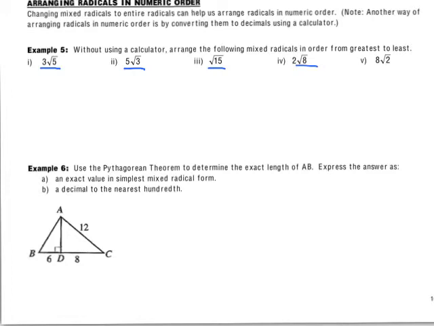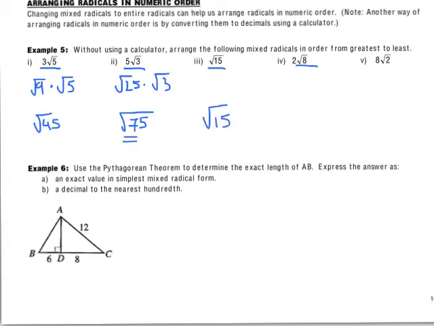So 3 root 5, well, that's the same thing as root 9 times root 5, and that's the same thing as root 45. Okay, let's look at the next one. Root 25 times root 3, and that is root 75. Okay, so this one's clearly bigger so far. Root 15 is already an entire radical, so that one is just the same. 2 root 8, well that becomes root 4 times root 8, root 32.